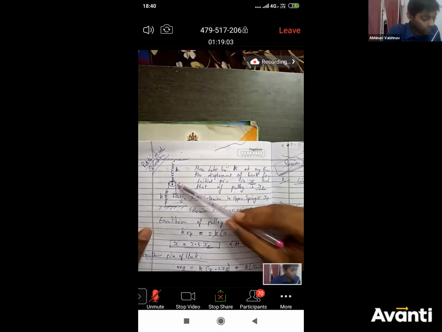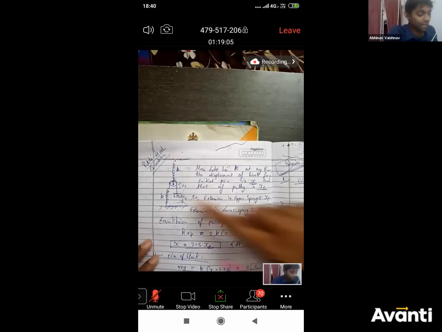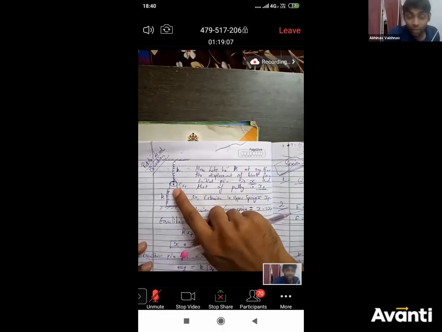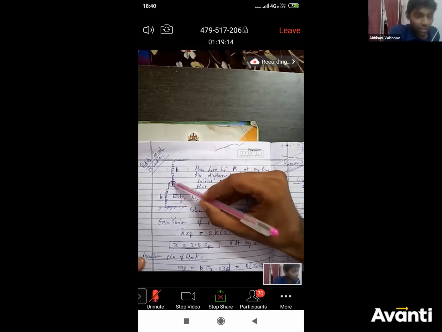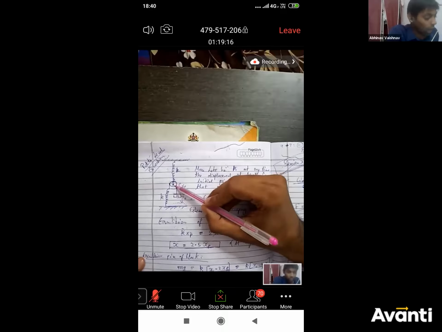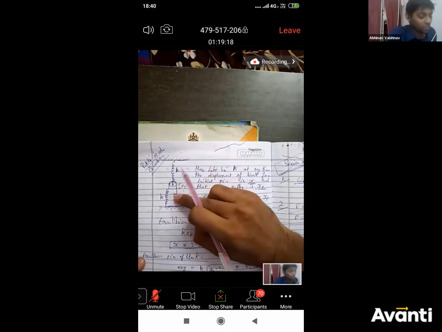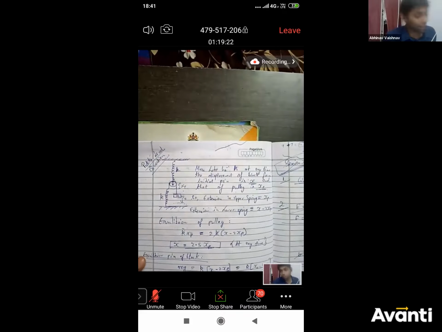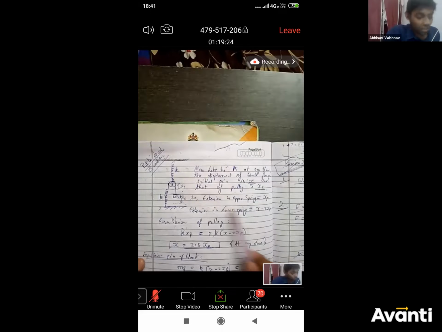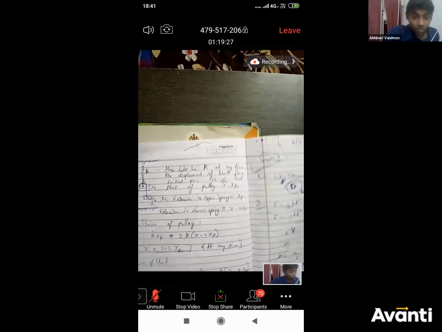Because the upper spring is directly connected to the pulley. So if the pulley goes down by xp, the spring also extends by xp. ये तो बहुत ही बच्चों वाला है, right? So the extension in the upper spring is also xp.